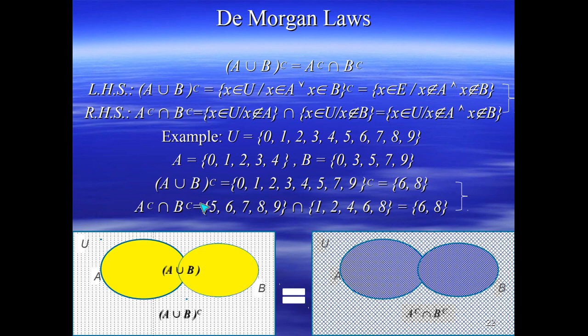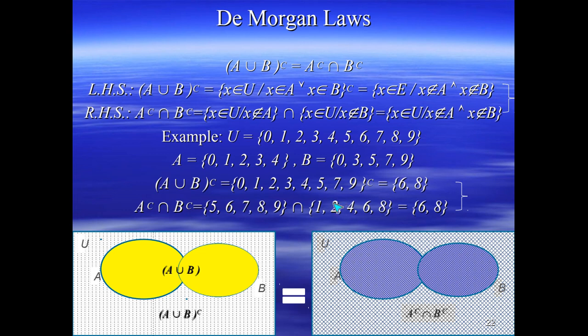And what is A complement intersection B complement? Let's form A complement and B complement. A is 0, 1, 2, 3, 4. A complement is everything but 0, 1, 2, 3, 4. We don't take 0, 1, 2, 3, 4. We take 5, 6, 7, 8, 9. This is A complement. What is B complement? Everything in U which is not 0, 3, 5, 7, 9. We don't take 0, 3, 5, 7, 9. What remains is 1, 2, 4, 6, 8.